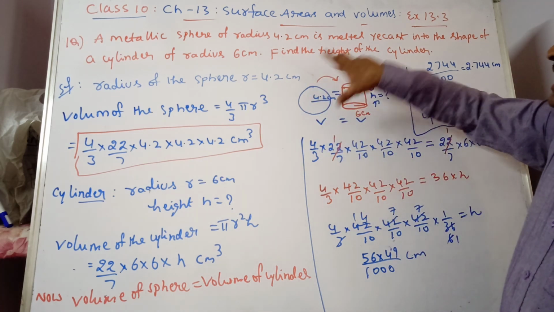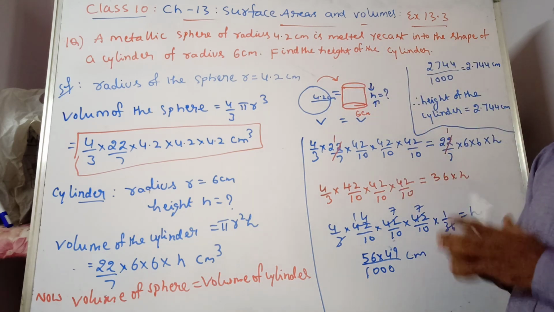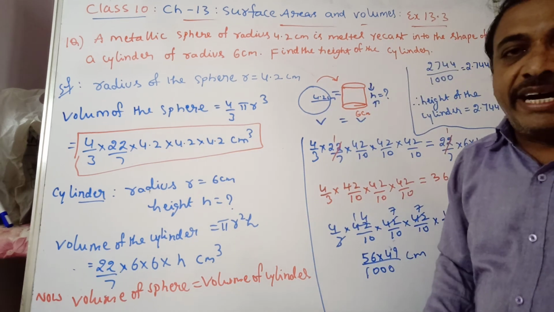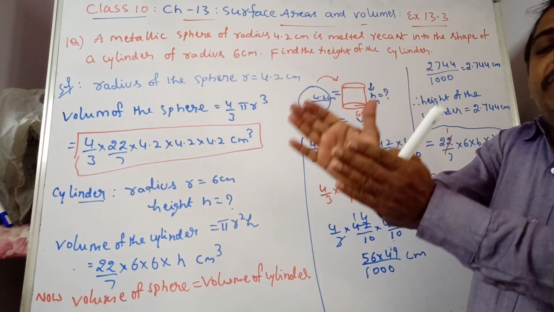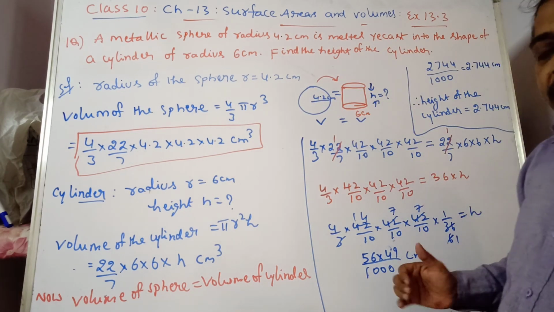We are recasting, converting a sphere into a cylinder. When converting into different forms, if we ask how many are required, then you have to divide. But when we are converting from one solid to another solid, the volume of this object is equal to the volume of the other object. Is it clear? Right.